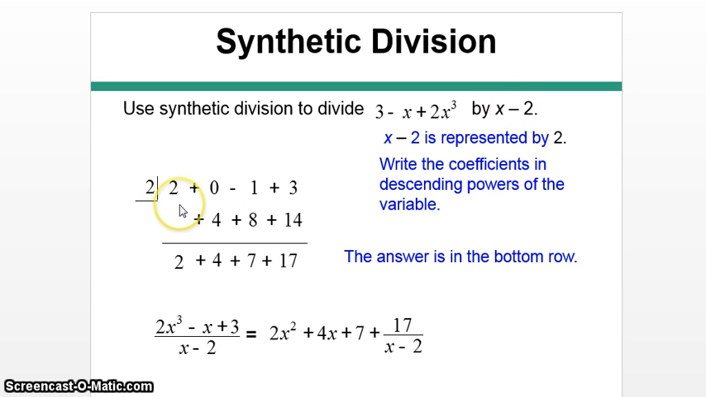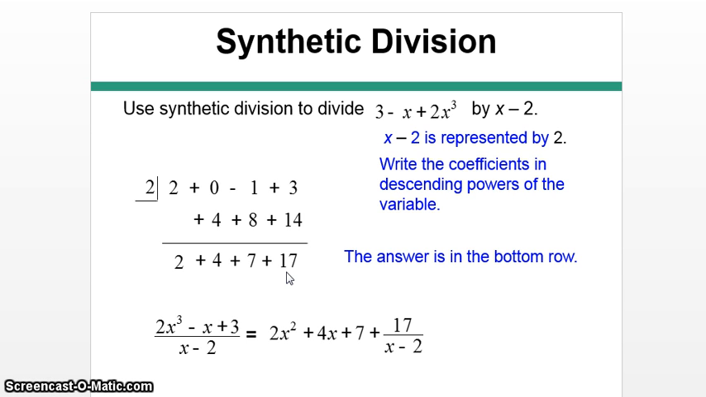The same process as in the earlier example. Bring down the first number below the line, then this number multiplied with 2 will get 4. Write it down under 0, add them, we get 4. Write it below the line. Again this number multiplied with 2 will get 8. Write it down under negative 1, add them, we get 7. Then 7 multiplied with 2 will get 14. Write it down under 3 and add them, 17.